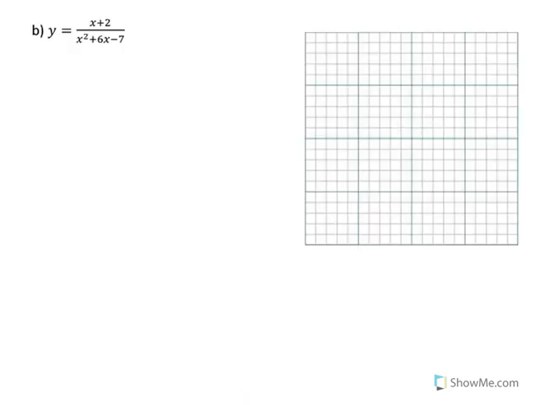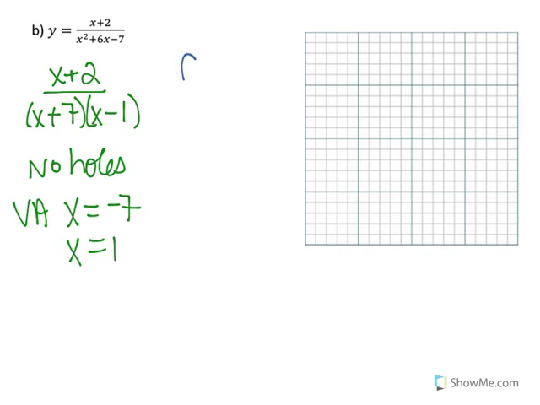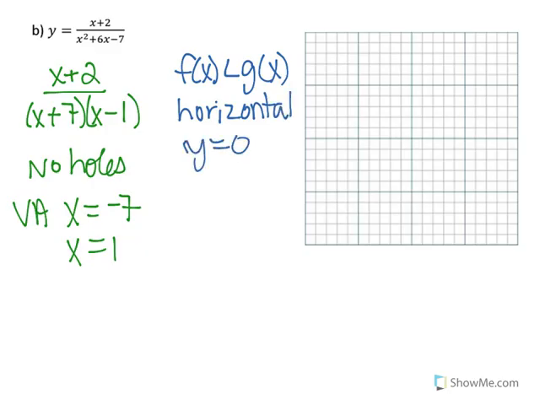Alright, next example. Let's factor. So I want you to pause the video and I want you to factor the bottom. And you really shouldn't have had to pause the video because it's the same one as the last example. So x plus 2 over (x plus 7)(x minus 1). Okay, so we have no holes. We have a vertical asymptote at x equals -7, at x equals 1. I know that f of x is less than g of x, and when f of x is less than g of x, I have a horizontal asymptote at y equals 0.